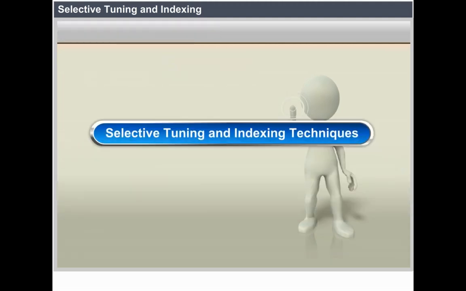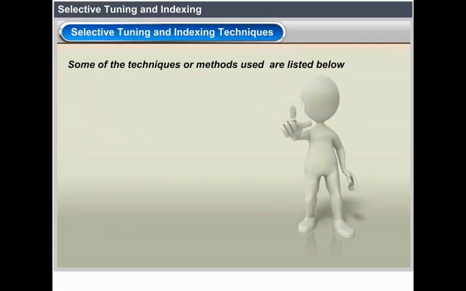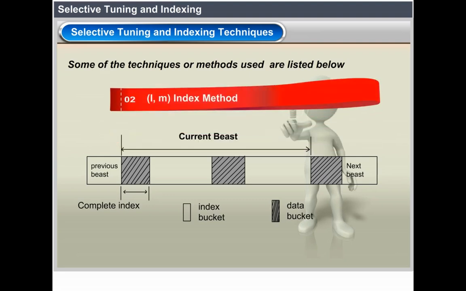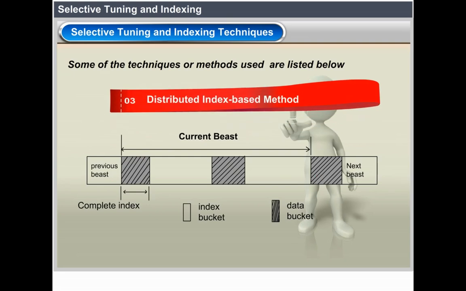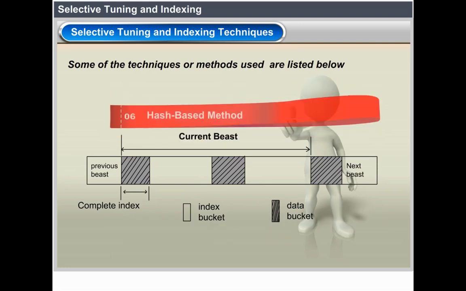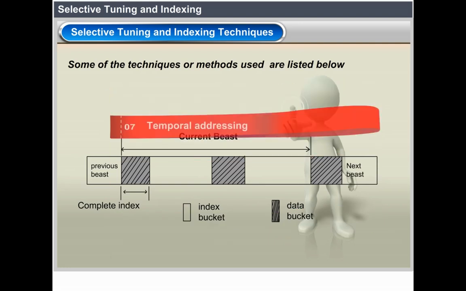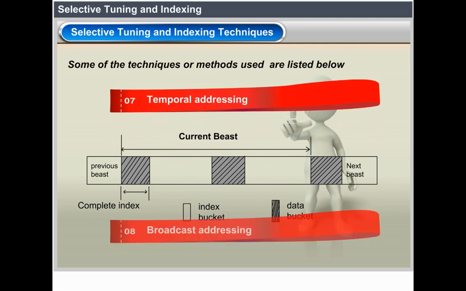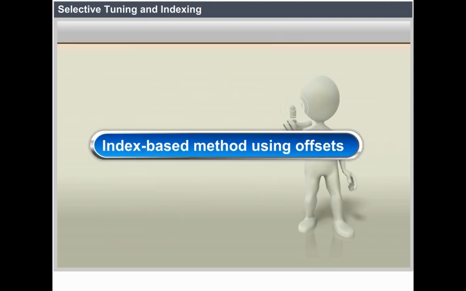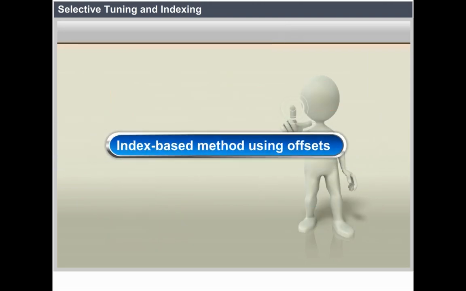Selective tuning and indexing techniques. Some of the techniques or methods used are: index-based method using offsets, IM index method, distributive index-based method, flexible indexing method, directory method, hash-based method, temporal addressing, broadcast addressing. Index-based method using offsets.